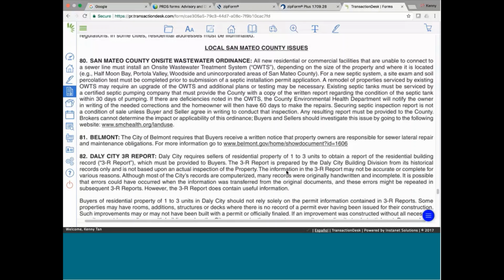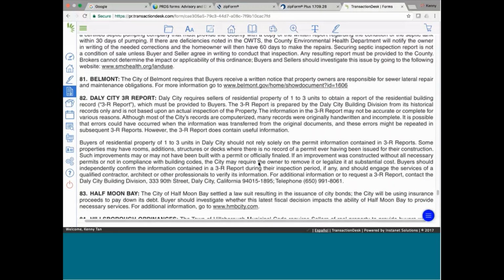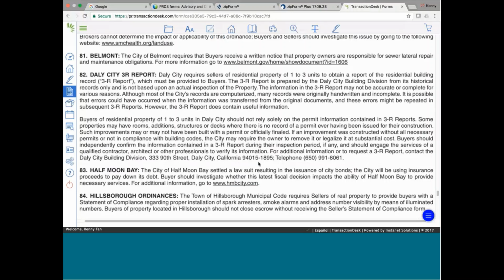Hey, Leo, how much did our seller pay? $150? That's right. Pay $150 and get the 3R report. The 3R report is something that is required to close escrow in Daly City.